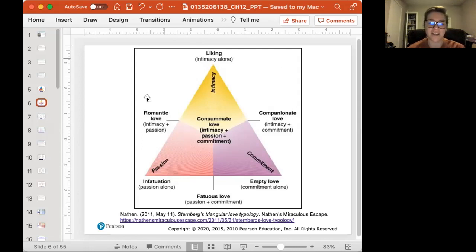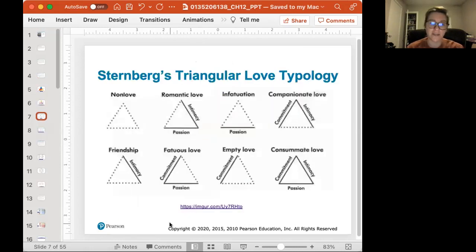But yes, Sternberg's triangular theory of love is a way to understand the ways that people can connect in an intimate relationship. Okay, and then here's another way to conceptualize it. You see the ones that have the dots, that piece is missing, versus the ones that have a line is what's present. So you see romantic love is intimacy and passion, infatuation is just passion, companionate, right? You can see how each of these works. There's another way to conceptualize.